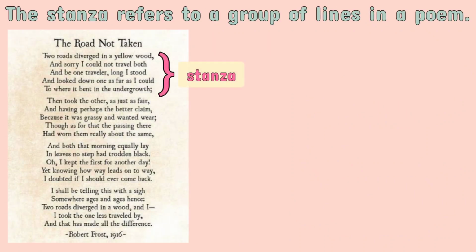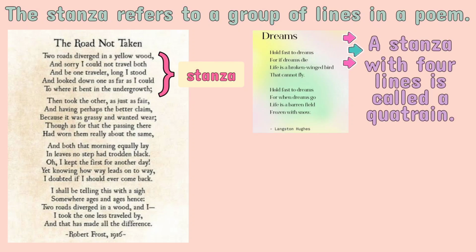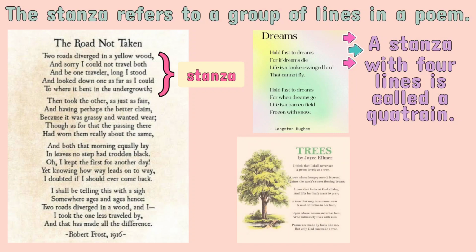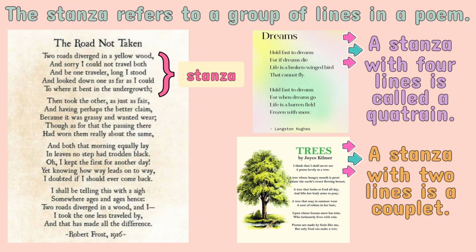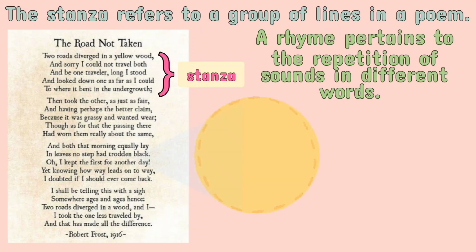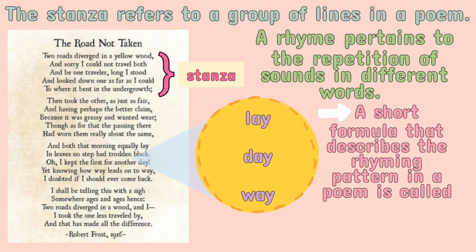The stanza refers to a group of lines in a poem. A stanza with 4 lines is called a quatrain, while a stanza with 2 lines is a couplet. As you already know, rhyme pertains to the repetition of sounds in different words. A short formula that describes the rhyming pattern in a poem is called a rhyme scheme.